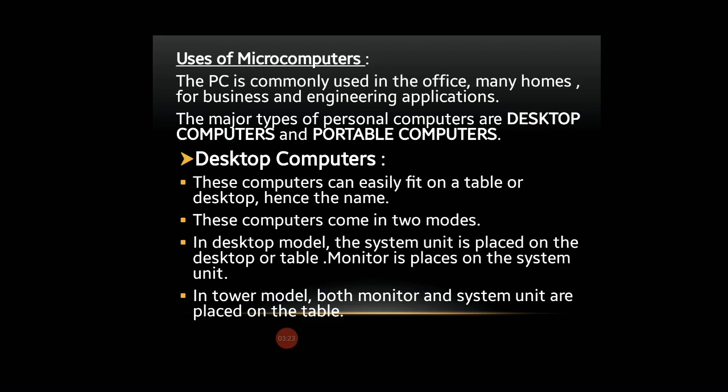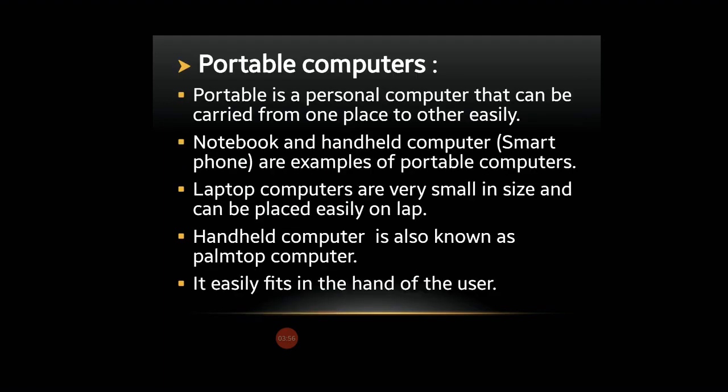In the tower model, on the table we keep both the CPU, that is the system unit, and the monitor, keyboard, mouse side by side, parallelly. On the table itself we keep the CPU, monitor, keyboard, then mouse, everything side by side. That is nothing but the tower model. So the tower model is very famous. Now we will follow this: on the table, side by side, we keep monitor, CPU, keyboard, mouse, everything.